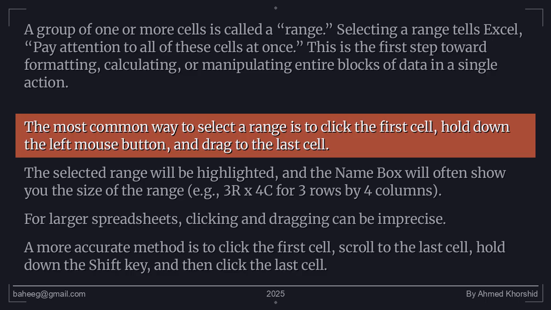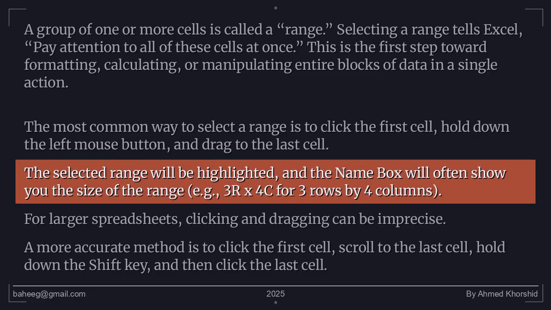The most common way to select a range is to click the first cell, hold down the left mouse button, and drag to the last cell. The selected range will be highlighted, and the name box will often show you the size of the range, e.g., 3R x 4C for 3 rows by 4 columns.